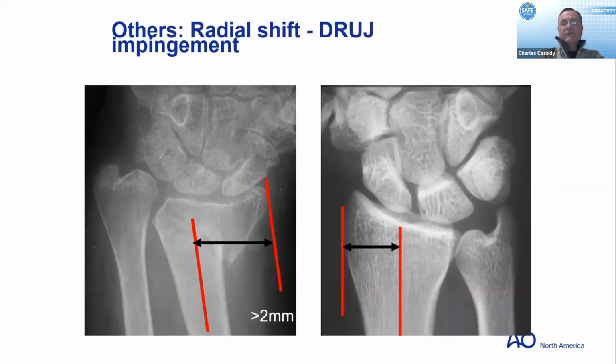How about radial shift? This is underappreciated, I would say. So radial shift, as you see here, especially if the fracture is very distal, can result in impingement in the distal radial ulnar joint.